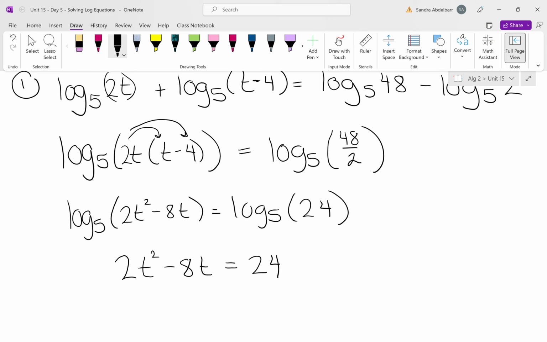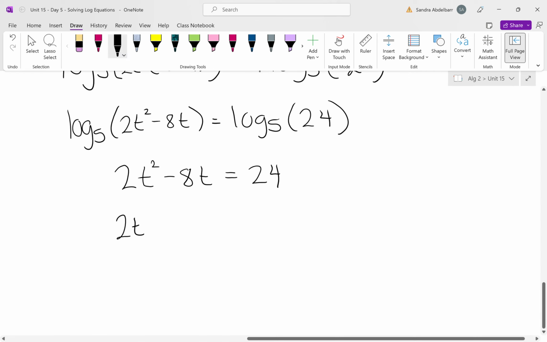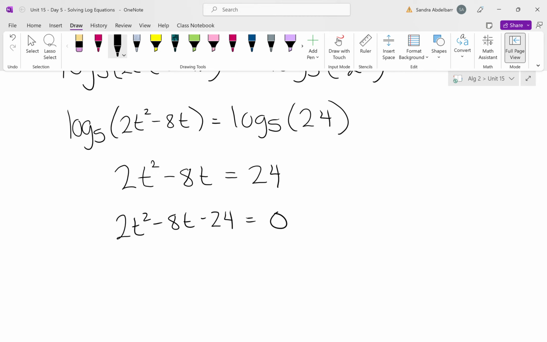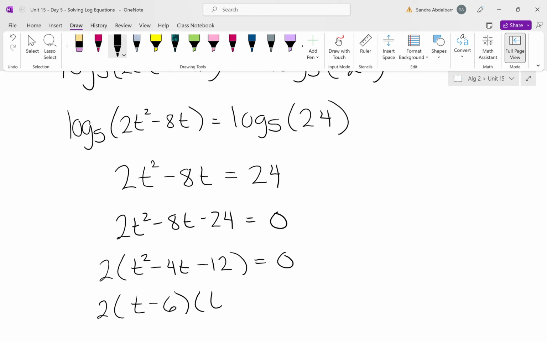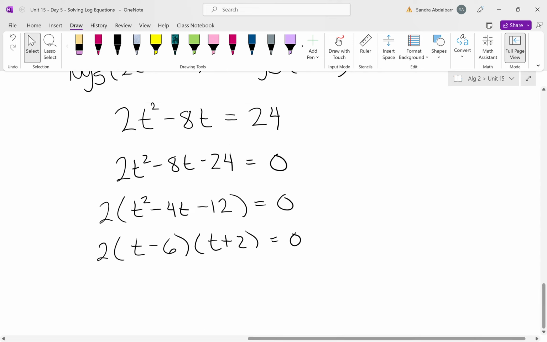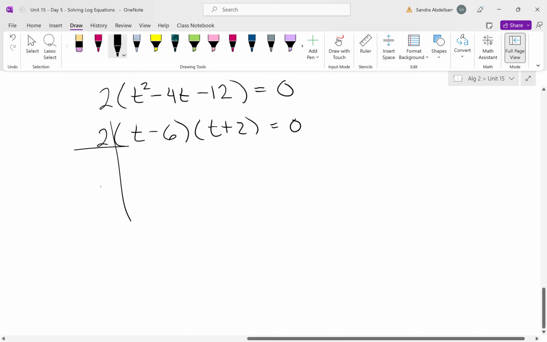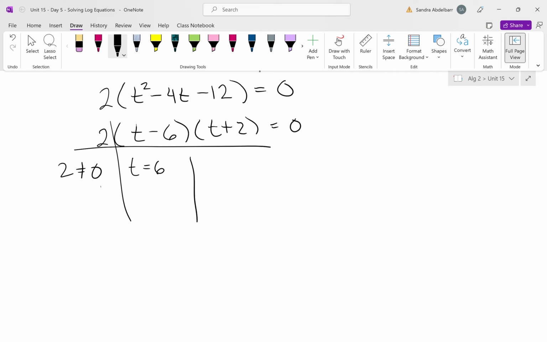What am I going to have to do? Set equal to 0. We're going to have to factor. So we have 2t squared minus 8t minus 24 equals 0. Before I start factoring, what should I pull out? A GCF of 2. So we have t squared minus 4t minus 12 equals 0. Now we factor: t minus 6, t plus 2. And now, can 2 ever equal 0? No, so that GCF is out. We'll have t equals 6 and t equals negative 2. We're going to have to check.